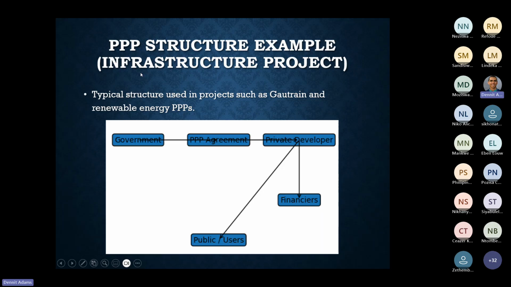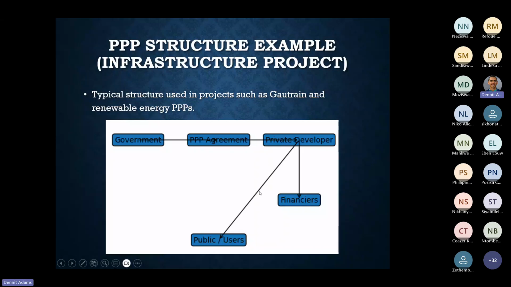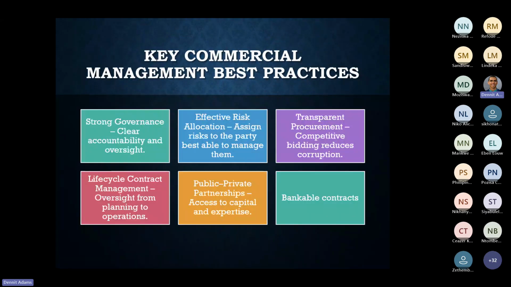And this is the PPP structure from that REIPPP, I guess we want to call it this group of projects, and the Gautrain. So they had government financing, yes, of course, with a public-private sector agreement, and then they had financiers and public users as well. So in terms of that structure, that's kind of how you look at it.